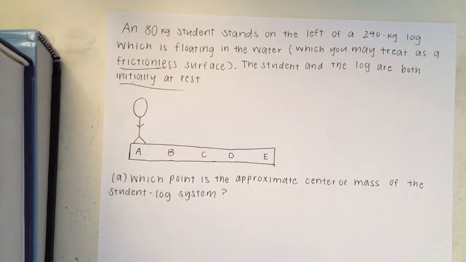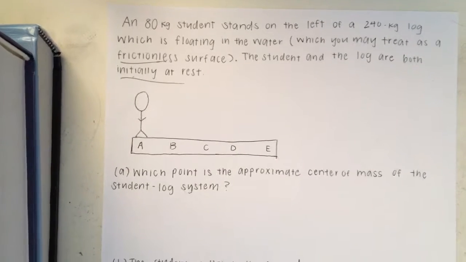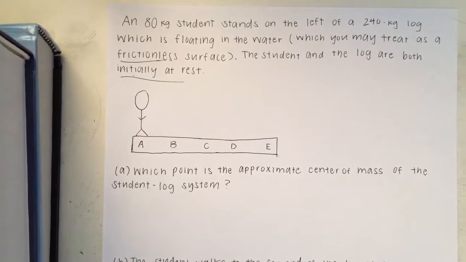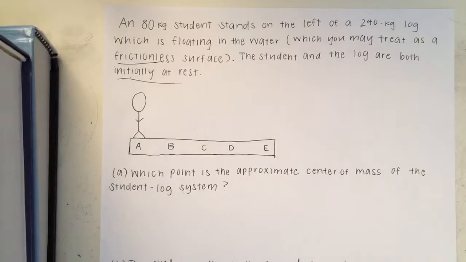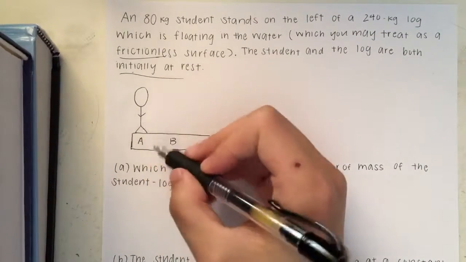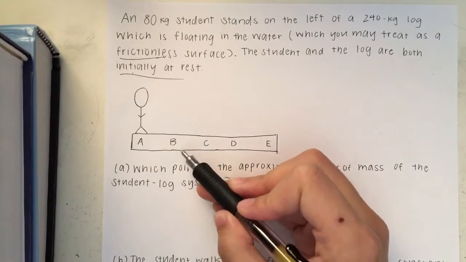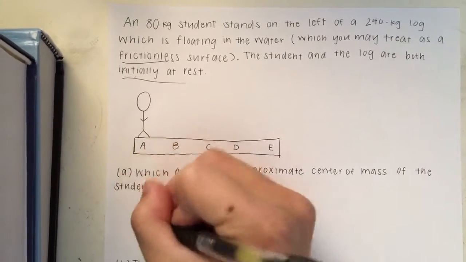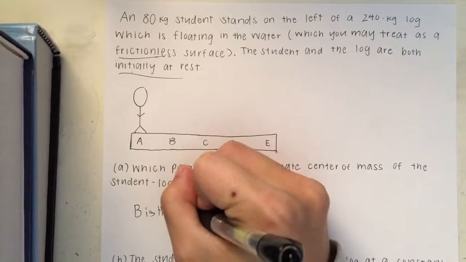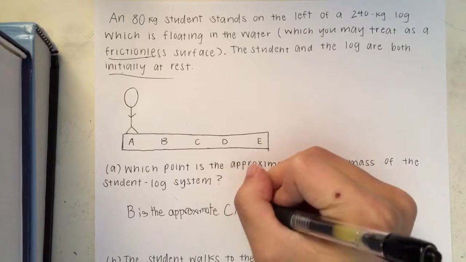For part A, it asks us to figure out the approximate center of mass of the system. Now, center of mass can be defined as a position defined relative to a system of objects and is the average position of all parts of the system. Since the student is standing on the left end of the stick, we know that the center of mass of the system cannot be C or A. This leaves us with B being the approximate center of mass. So B is the approximate center of mass.